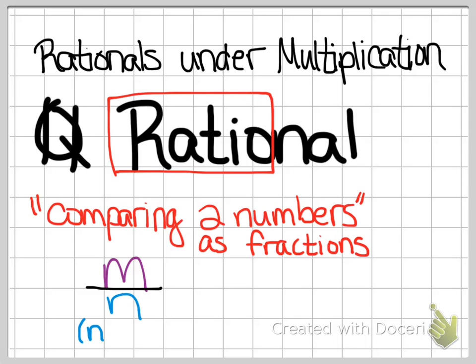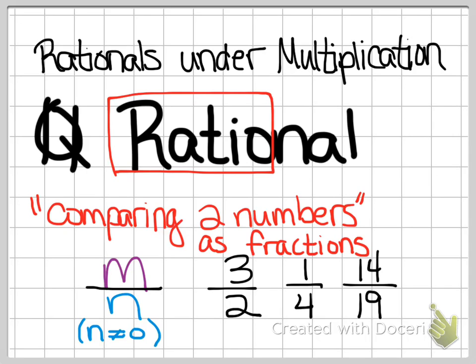So going with that, if I have any number m and I divide it by any number n, just as long as n is non-zero, it's called a rational number. I'm comparing two integers in the numerator and the denominator, and it's written as a fraction. So we have a couple of examples. 3 over 2, or 3 halves, 1/4, or 1 over 4, and then 14/19, or 14 over 19.